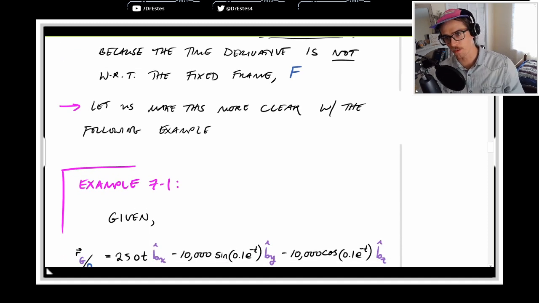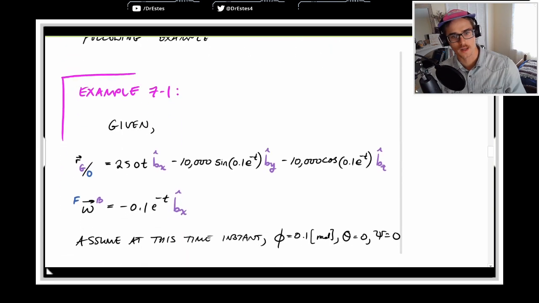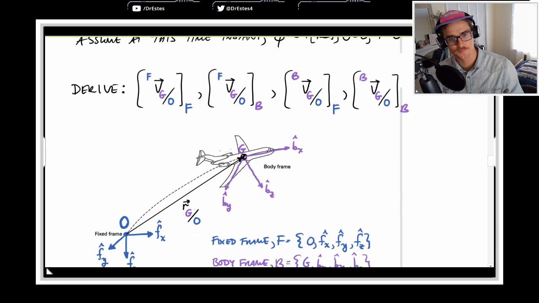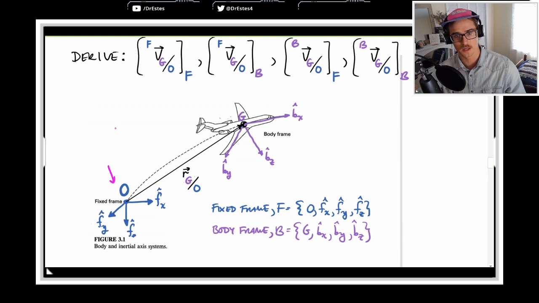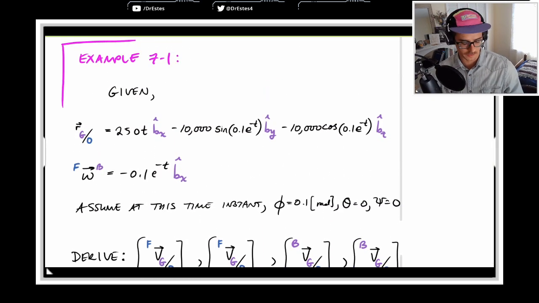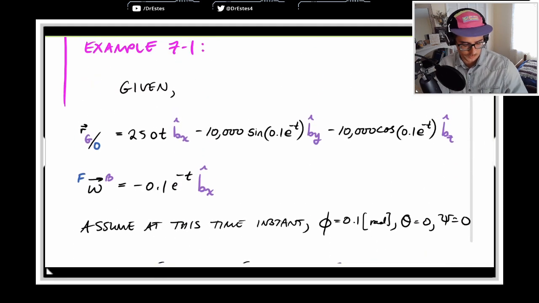Okay, here's our example. Prepare yourself. Actually, I'm going to show you the picture first, and then I'm going to come back to these. Here's a familiar picture. We have the F frame with the origin O. That's just fixed. And then we have the aircraft moving around in the sky, and point G is at the CG. And these body frame axes are fixed to the aircraft, so as the aircraft moves around, BX will always be pointing wherever the nose is.